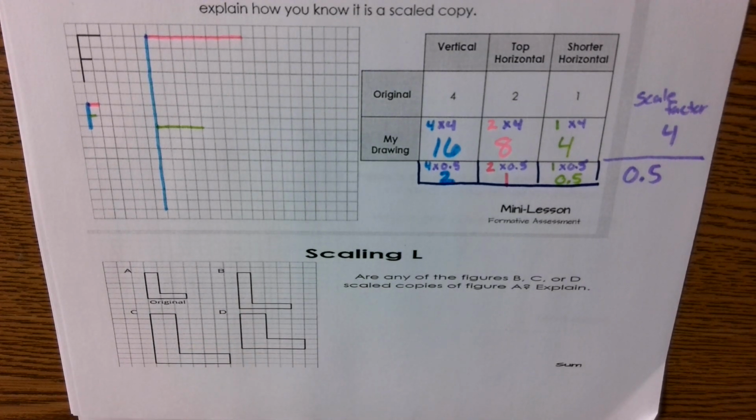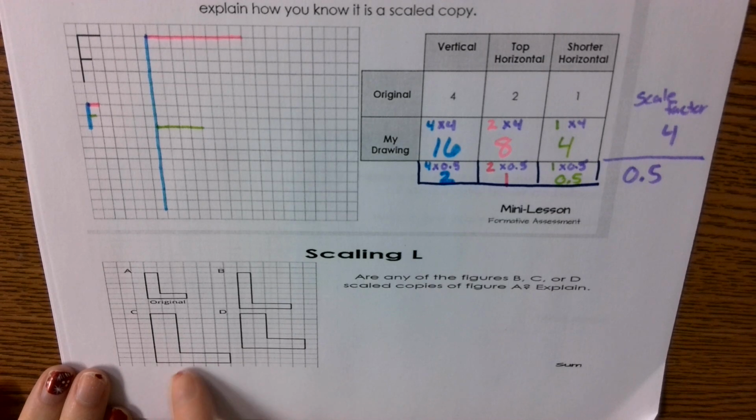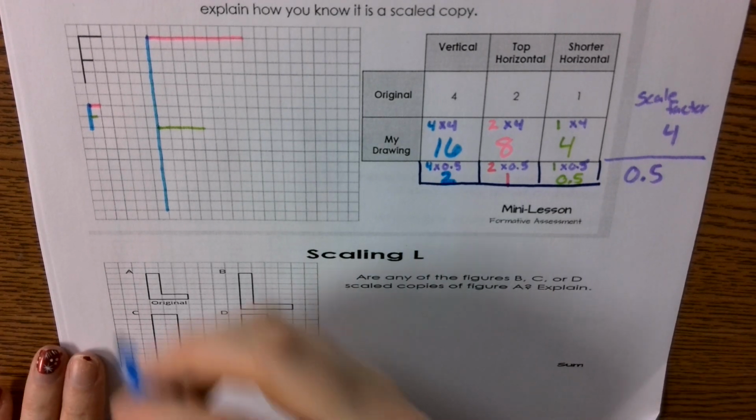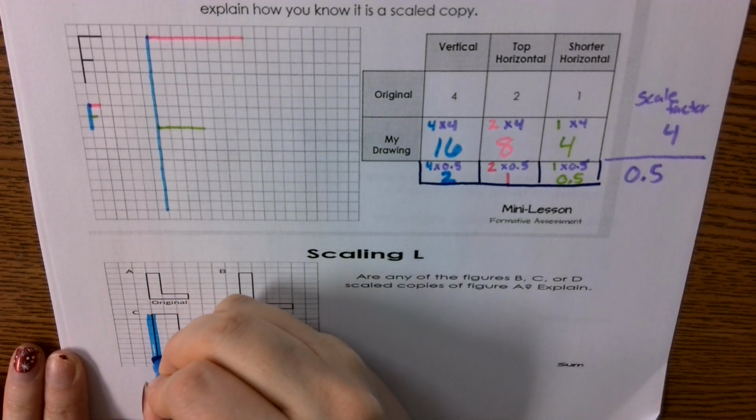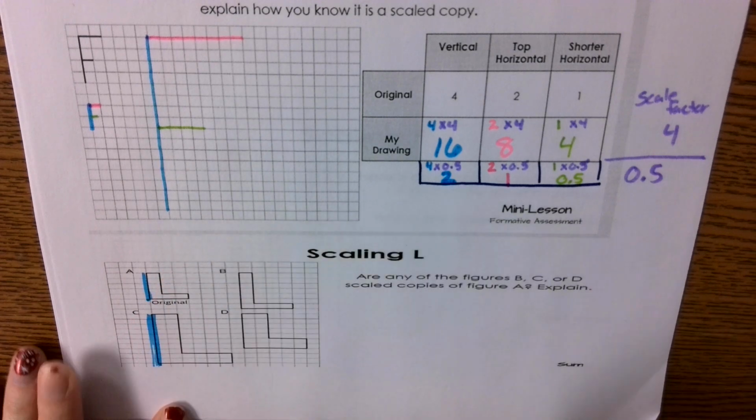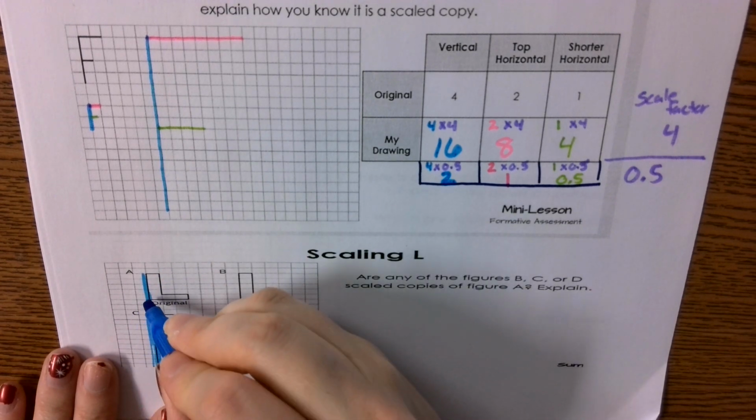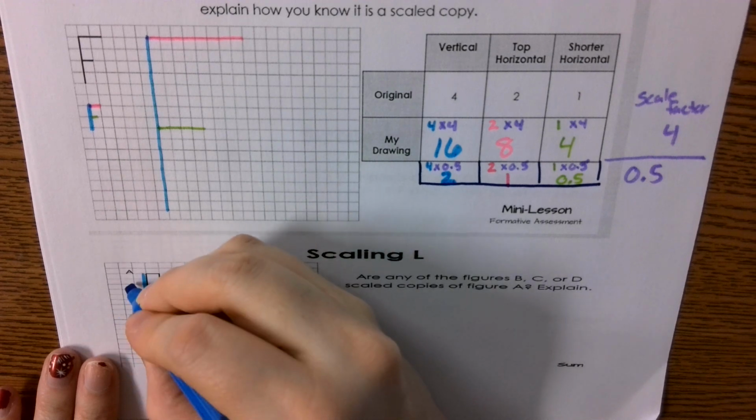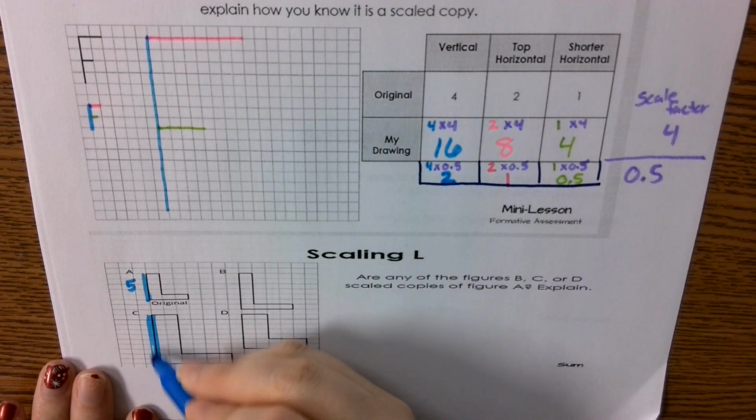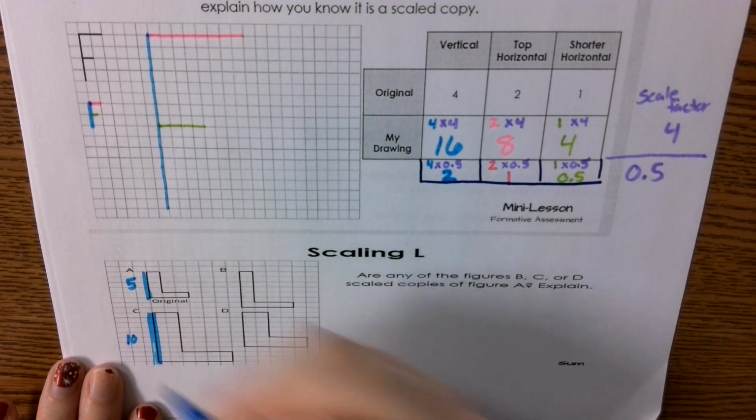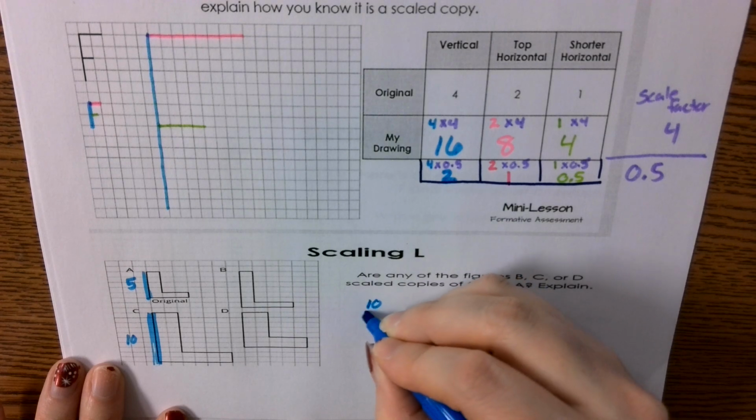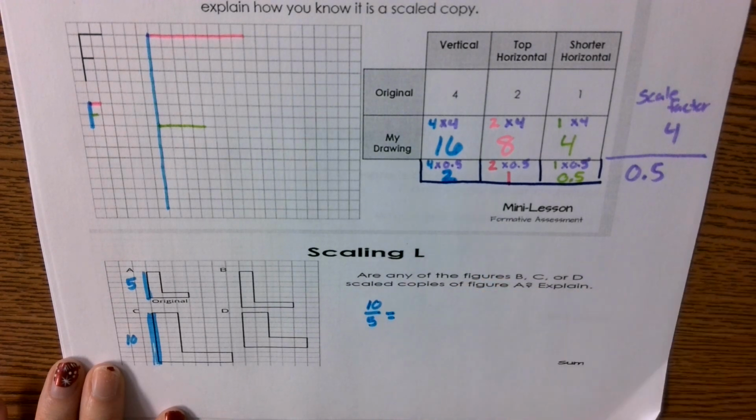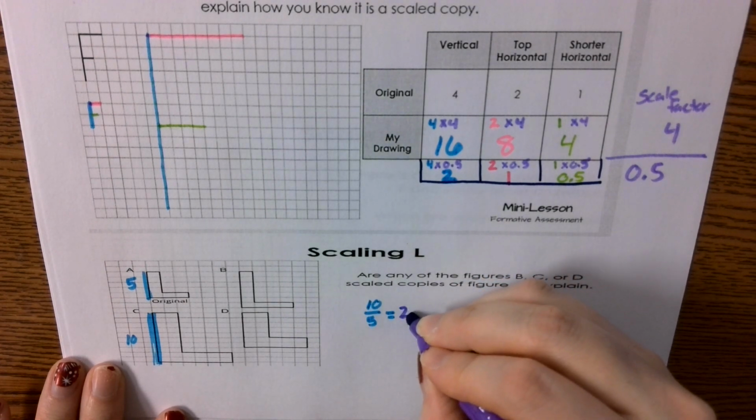Which one do you think, Amna? C. C is going to be our scaled copy. Let's take a look as to why. So we have several different measurements that we can find that are in common. So we have a vertical measurement. A happens to have a vertical measurement that is 1, 2, 3, 4, 5. And C happens to have a vertical measurement that is 10. So if we take 10 and divide it by 5, that's going to give us a scale factor of 2.